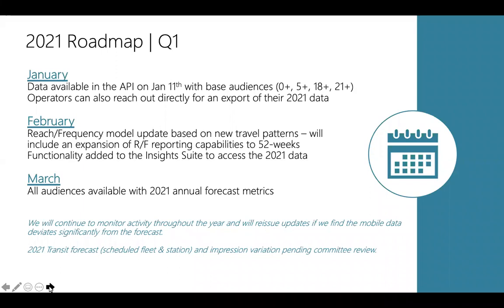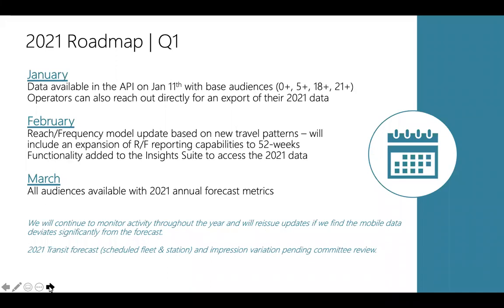And a couple things to note on the bottom here. So it's not just set it and forget it. We are going to continually monitor activity throughout the year. And if we find that the mobile data deviates from the forecast, we're going to reissue updates. And we'll let everybody know, we'll keep people aware of what's going on. But again, we want everybody to know that we are continually monitoring it throughout the year.